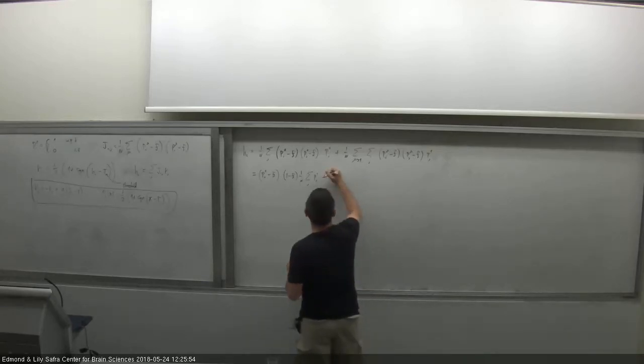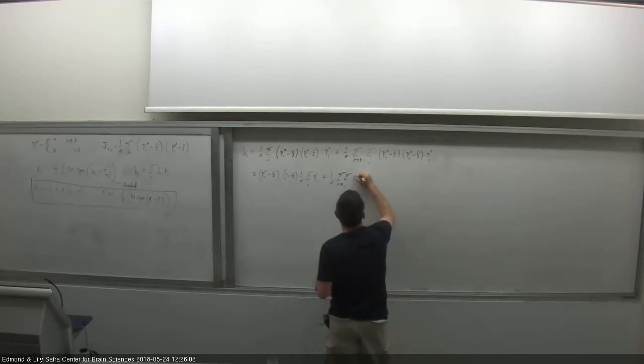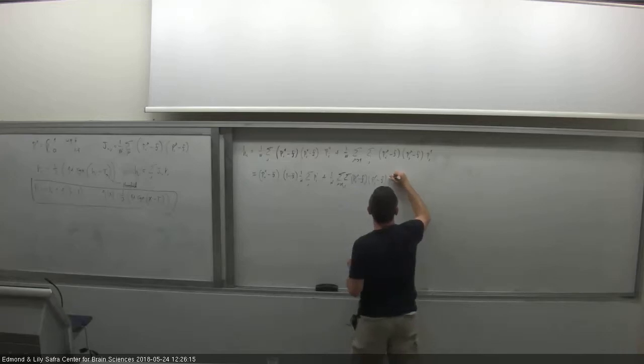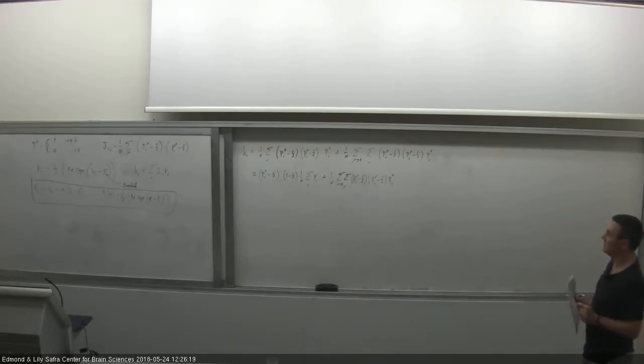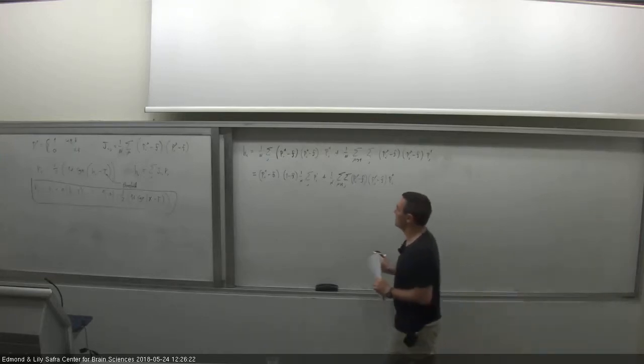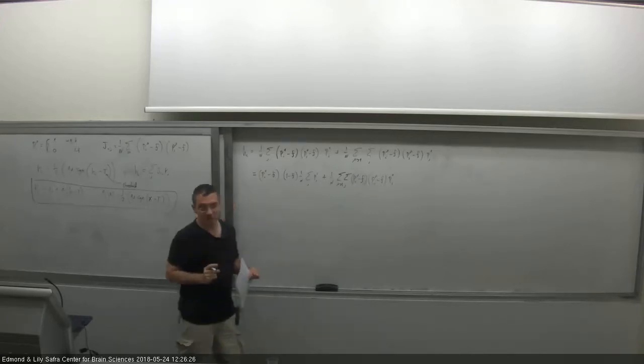And we have the second term, 1 over n, sum over mu, sum over j of (pi mu minus f)(pj mu minus f) pj1. What is 1 over n sum over j of pj1?